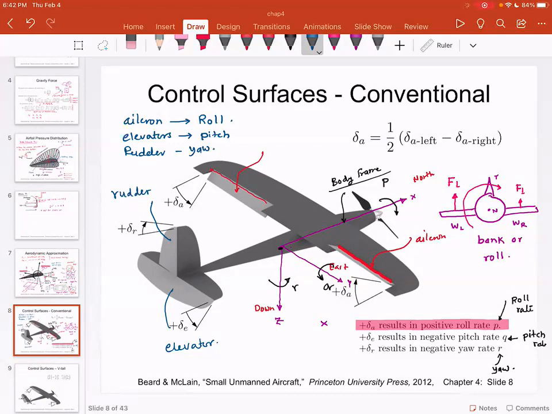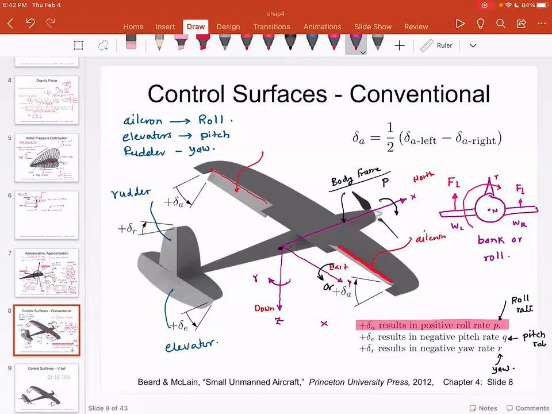R does not go opposite. I made a mistake. Yeah, R, roll, pitch and yaw. Yeah. Ailerons are in the front wing.